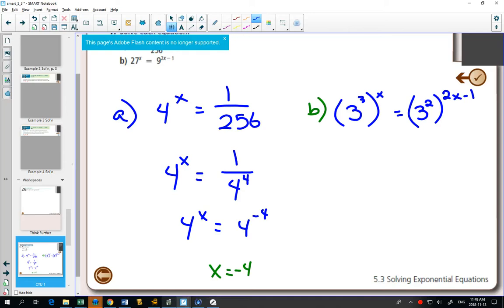Now, what exponent law can you do here? What is the power? How do I do this? 3 to the x, what would I write? Is this adding? This is multiply.